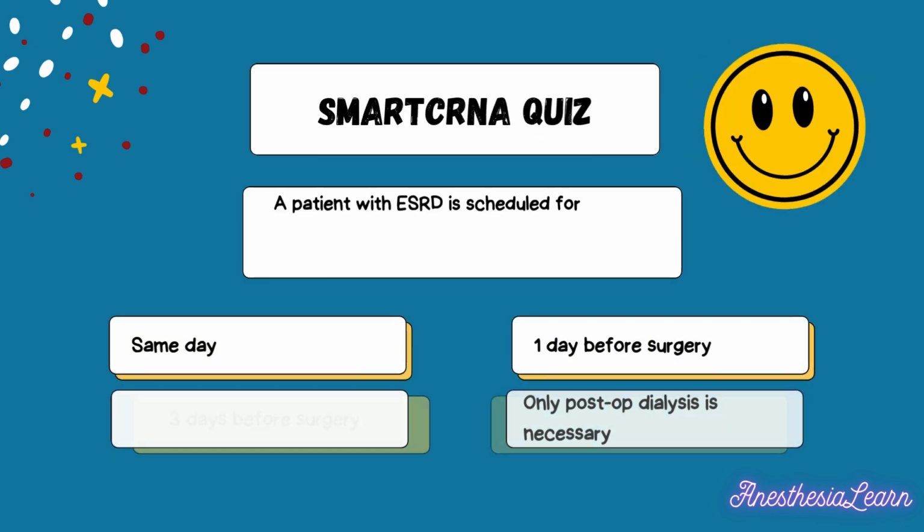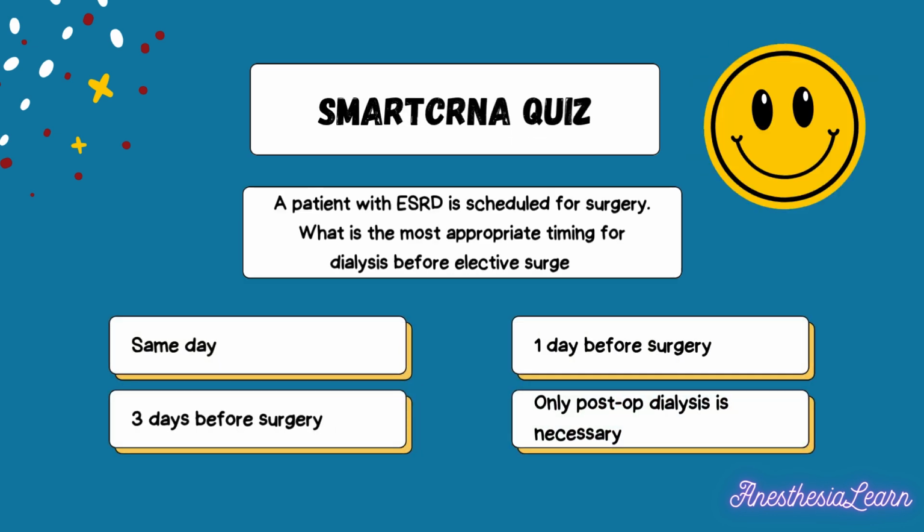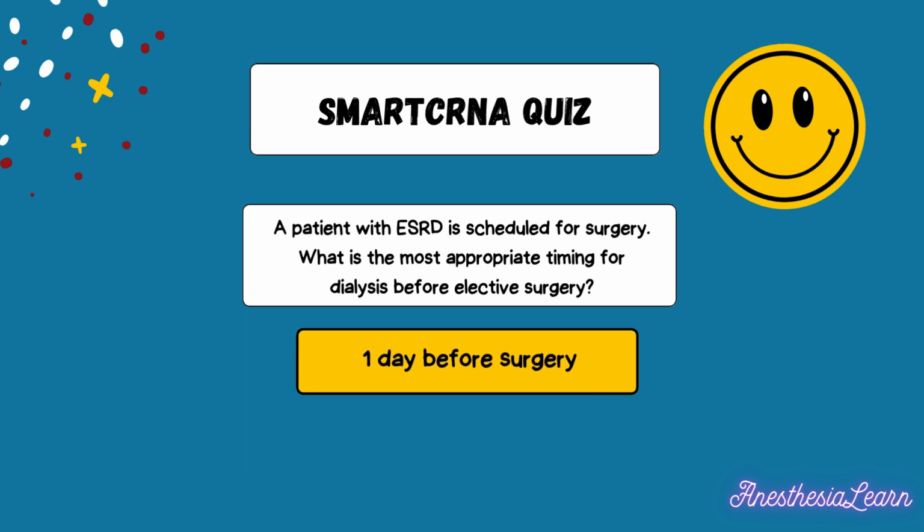A patient with end-stage renal disease is scheduled for surgery. What is the most appropriate timing for dialysis before elective surgery? Same day, 1 day before surgery, 3 days before surgery, only post-op dialysis is necessary. 1 day before surgery. Dialysis 24 hours pre-op optimizes volume and electrolyte status while minimizing fluid shifts and hyperkalemia risk.